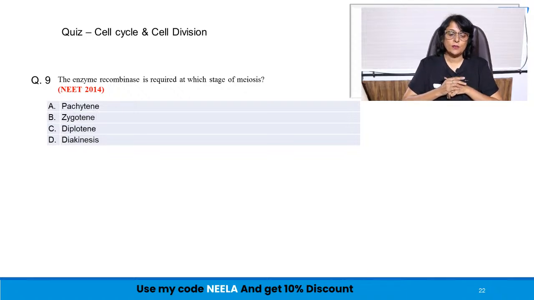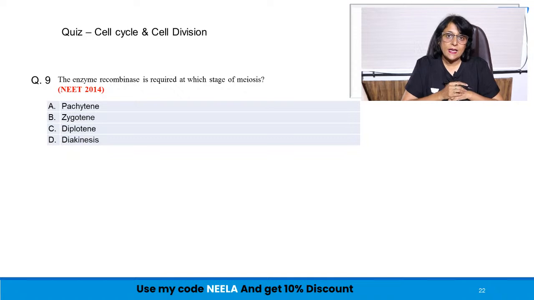Pachytene, zygotene, diplotene, and diakinesis. Ayush says pachytene, Birappa says A, Manu also says A, Manvendra says A, Surekha says A, Ankita says A. All of you say A. Okay, for this, there is a little variation.